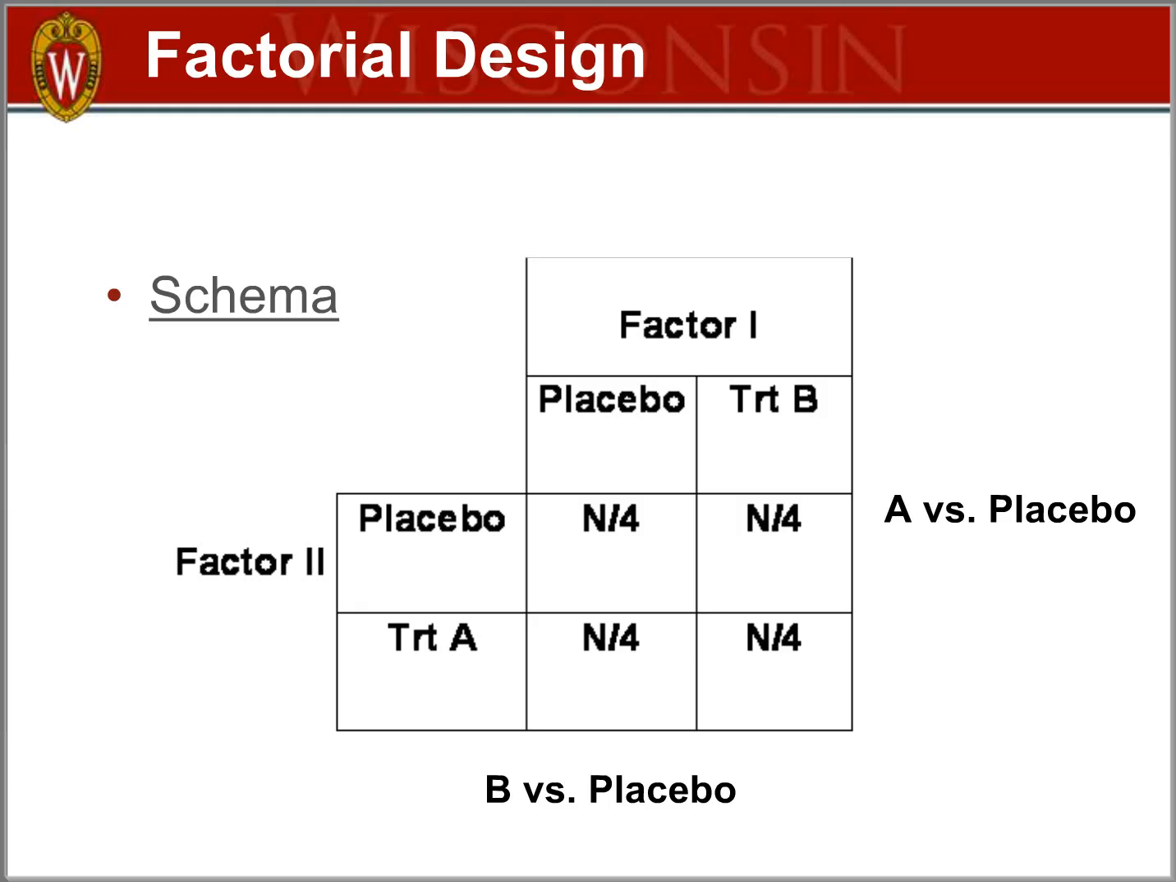They each get placebo. They get placebo and treatment B. They get placebo and treatment A. Or they get both treatment A and treatment B. So we have these 4 cells, and what we're interested in is averaging all the patients who got treatment B compared to the placebo to evaluate, in this case, factor 1, or compare all patients who got A versus those who got placebo on factor 2. So we get 2 comparisons, A versus placebo and B versus placebo, in one population.